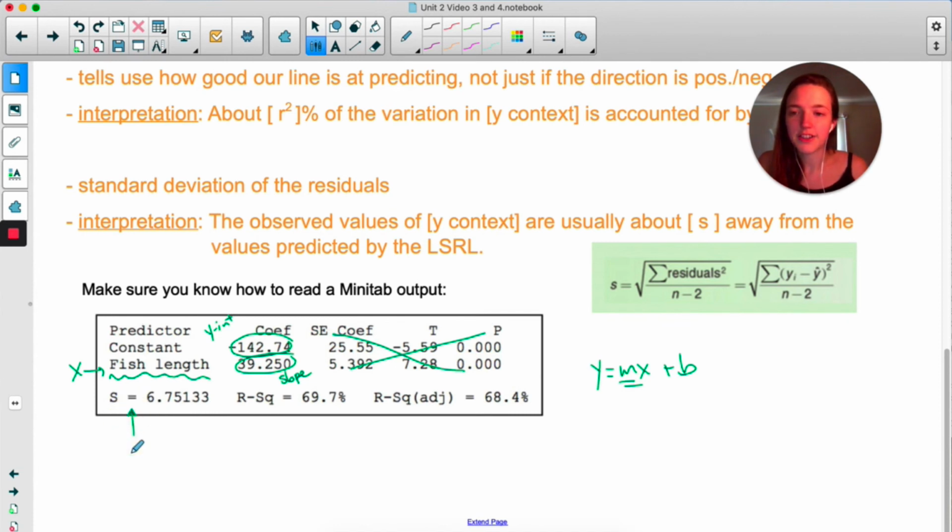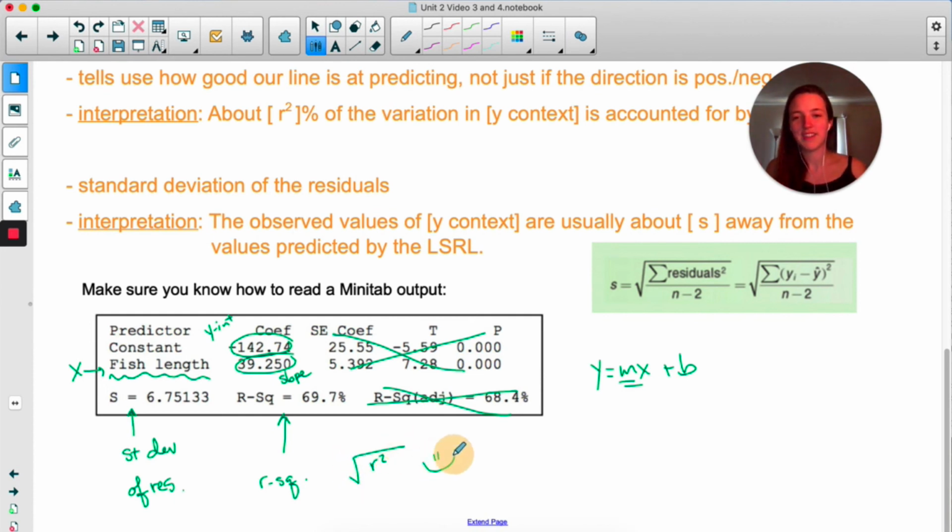This is the standard deviation of the residuals. This is r squared. And this is r squared adjusted, which you also don't need to worry about for right now. Now, you'll notice they don't give you r, but if you square root r squared, you will magically also have r. So that's how Minitab outputs work. You might see some in your book or in some College Board questions.